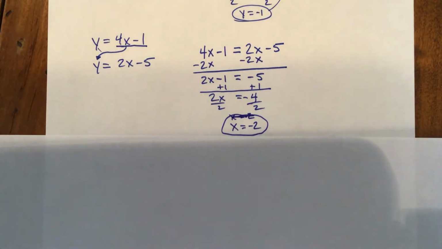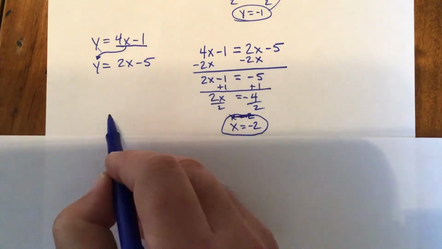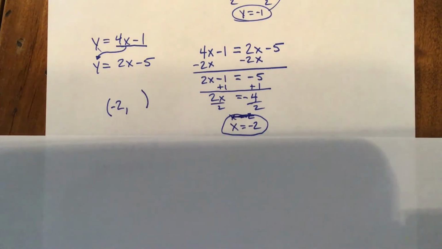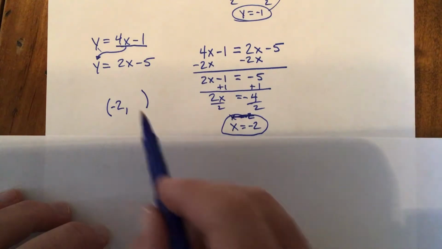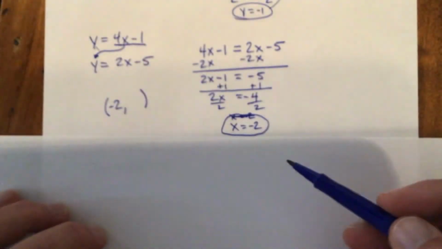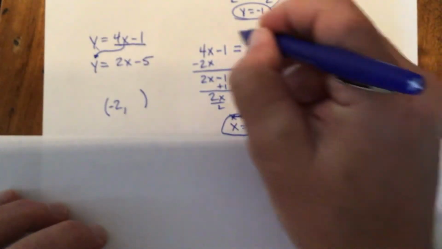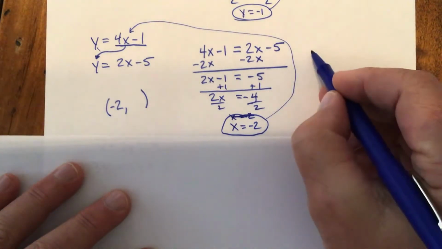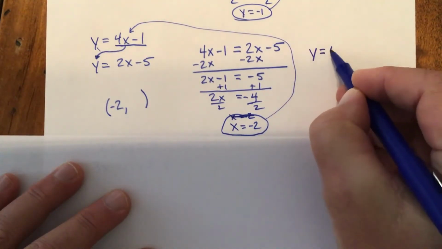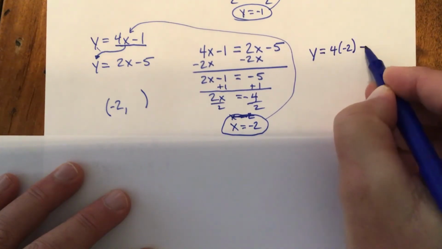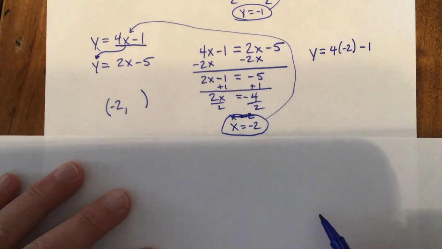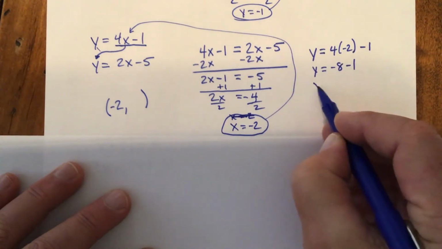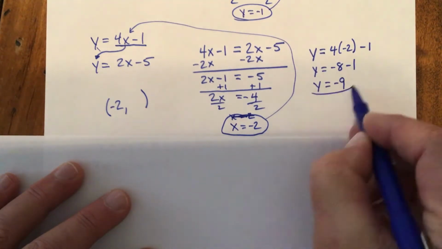All right, we did it. We've got x. So remember, we're going to write it as a point, so we know that this is negative 2. We just now have to go find out what y is. The great thing is that we don't care which equation we put it in. I'm going to take this and put it in for x. So now y is equal to 4 times negative 2 minus 1. 4 times negative 2 is negative 8, minus 1, which is negative 9.